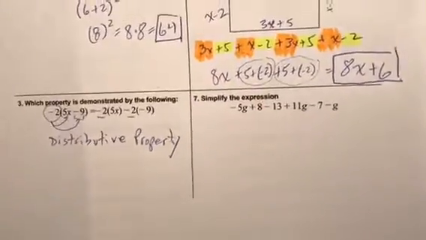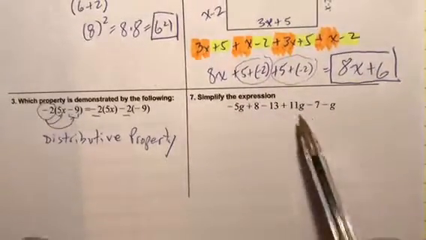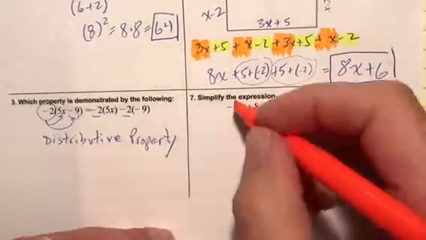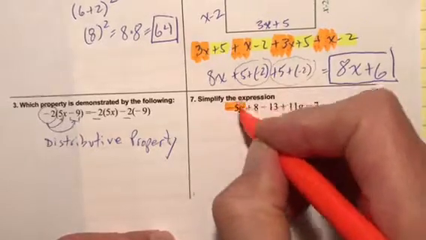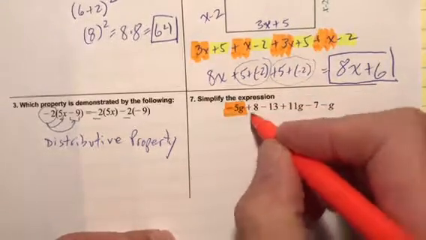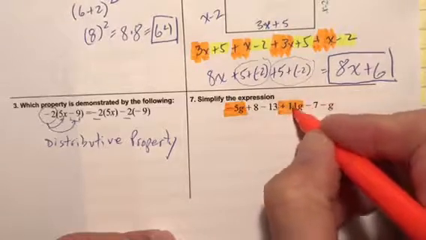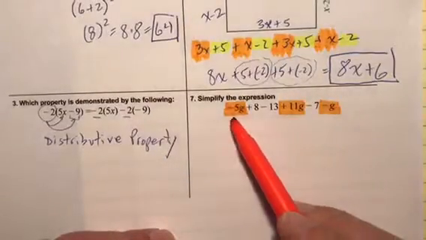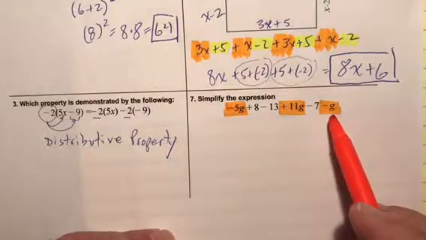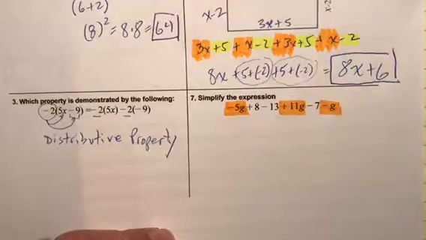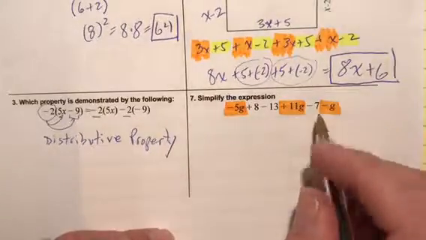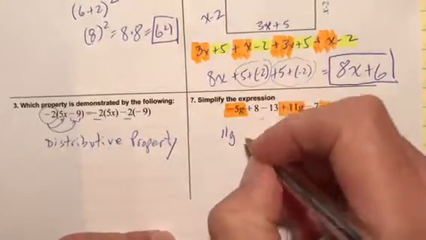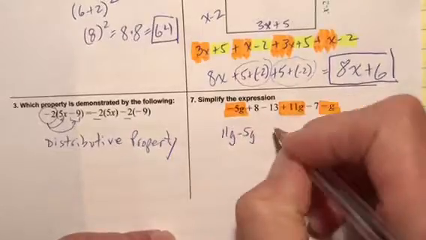Okay, here's a similar problem. It just starts out differently. Simplify the expression. So again, I'm going to look at all my terms with the variable, and I'm going to highlight the sign in front of it. So when I do, I have like a negative 5g, a positive 11g, and a negative g, a negative 1g. So these three things together, I have an 11g, and I have a negative 5g, and a negative g.